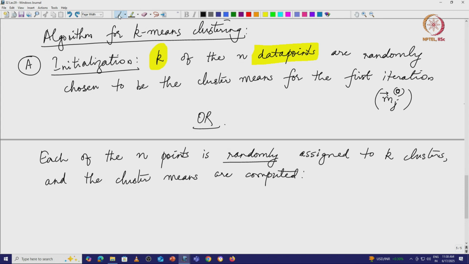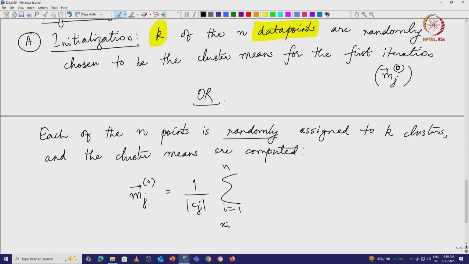So, essentially the mean of the jth cluster at the 0th iteration is essentially 1 over the number of data points that have been assigned to the jth cluster by this random assignment, and you sum over all the points that belong to this cluster. So, xi belongs to the set j, and then you just sum over the vectors xi, and you do this for all the clusters j equals 1, 2, 3 all the way up to k.